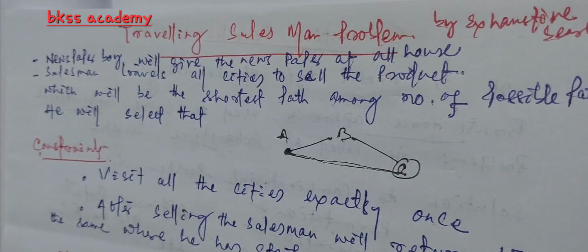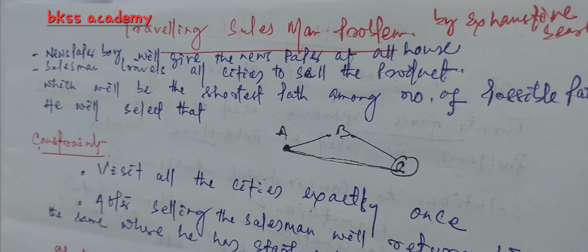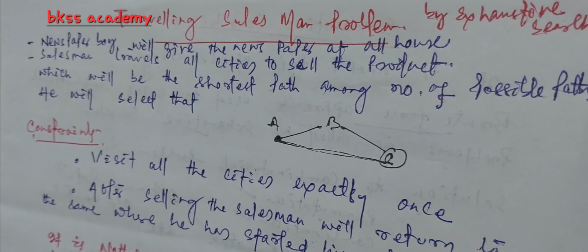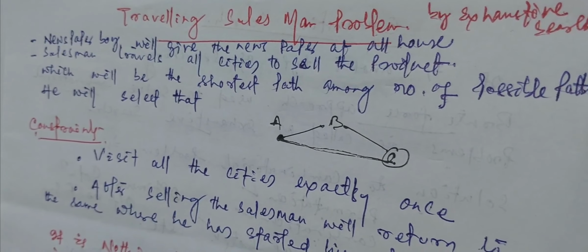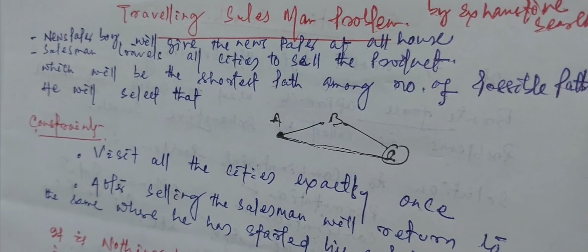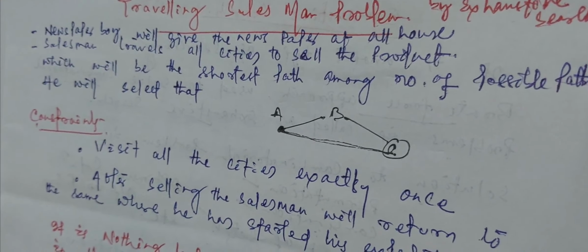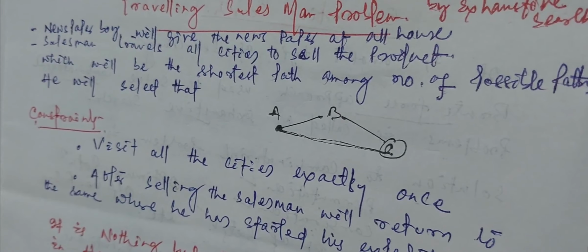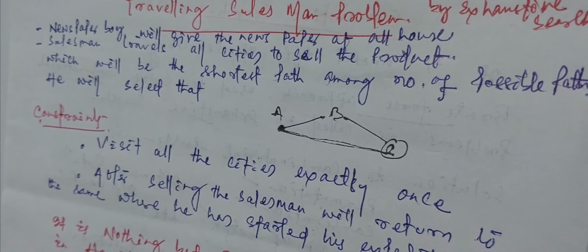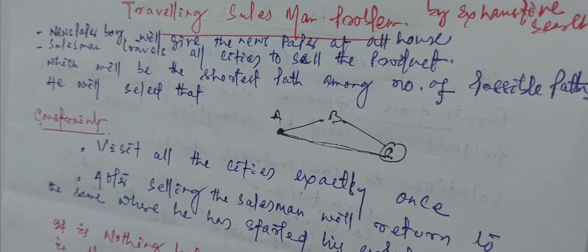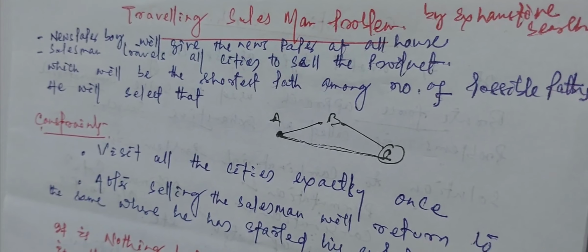Now we are discussing the traveling salesman problem by exhaustive search. Before going to the topic, first we will discuss some examples. Suppose a newspaper boy will give newspapers at different houses. So he will find out in which way he will go so that he covers the shortest distance and reaches every house to throw the newspaper. Similarly, a salesman trying to sell his product in different cities will also find out the shortest path among the number of possible paths.